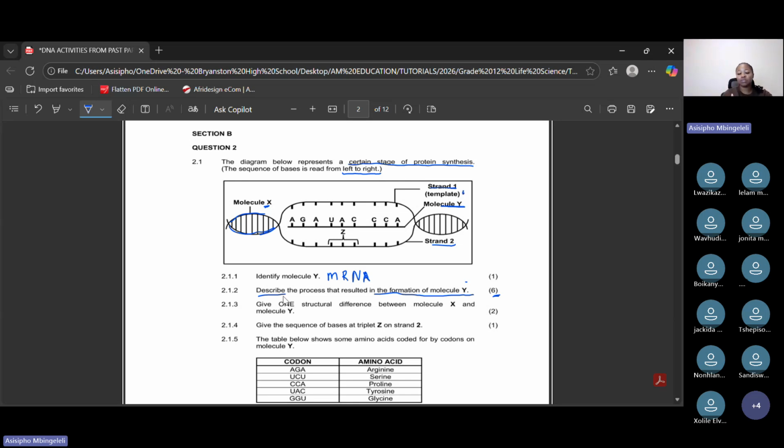Another thing that is important, using RNA nucleotides from the nucleoplasm. So if you said DNA nucleotides, you were going to lose a mark for that. But I think everything that you mentioned was correct. I just had to fix that. Anyone who wants to ask about their 2.1.2 process? Anyone who wants to ask?